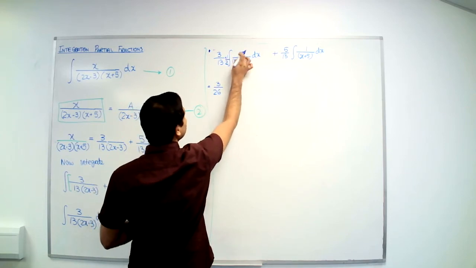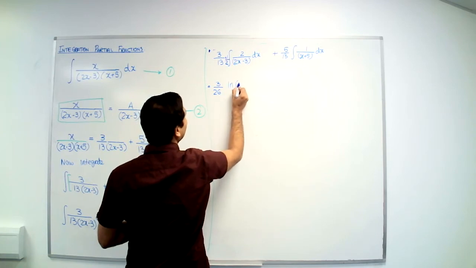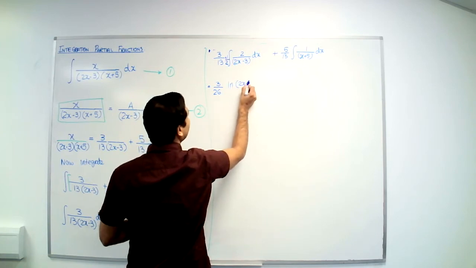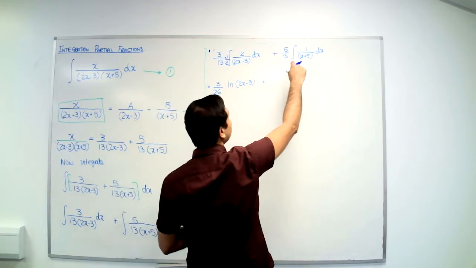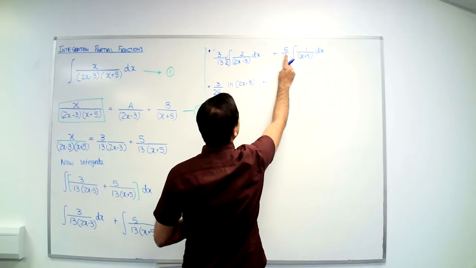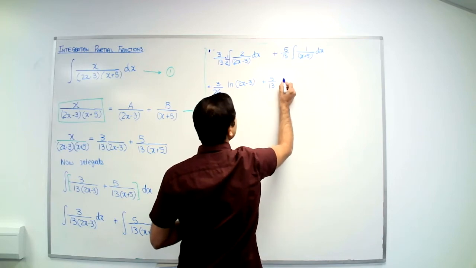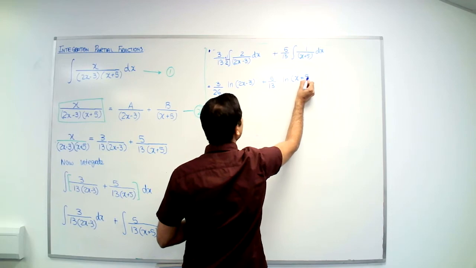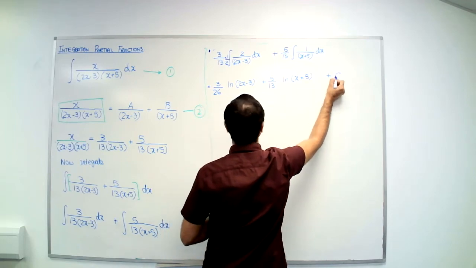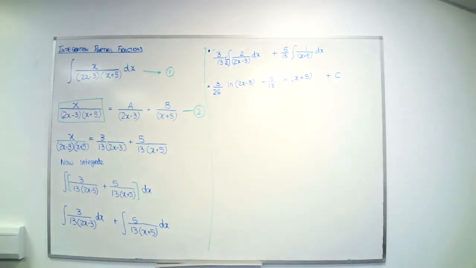And now this one, because the derivative is up top, I can call it ln of 2x minus 3. Plus, what about this one? 5 over 13 is as it is. The derivative of this is up top. So that's ln of x plus 5. Do not forget the plus c. Yeah, plus c is important.